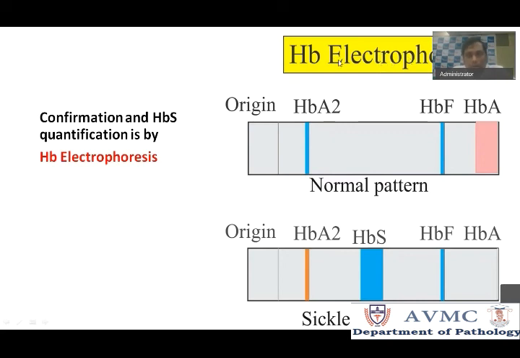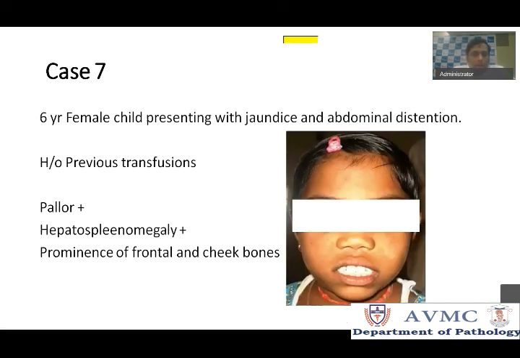Okay, HB electrophoresis. This is the normal hemoglobin pattern, where you find HbA2 and fetal hemoglobin, and predominantly adult hemoglobin, HbA, which is the predominant hemoglobin in adults. Okay, but in sickle cell anemia, what happens? The HbA is missing, whereas the predominant population is HbS, the sickle cell hemoglobin. It will be confirming your diagnosis of sickle cell anemia. Okay, good. Is that clear?